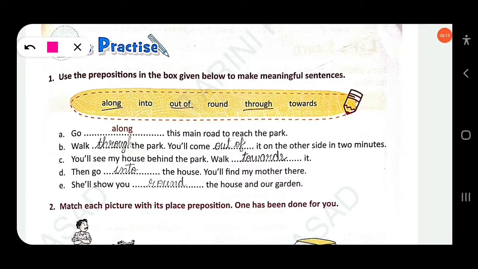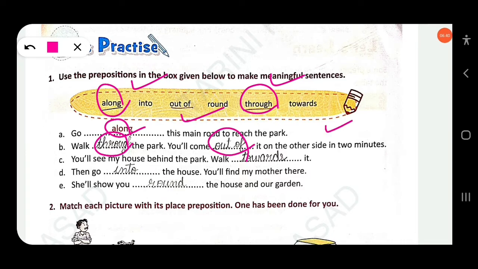So here, use the prepositions in the box given below to make meaningful sentences. Go dash this main road to reach the park. You have to use the first one, and the answer is already given: go along this main road to reach the park. Then next, walk dash the park. Walk through the park. Then next, you will come out of it on the other side in 2 minutes.